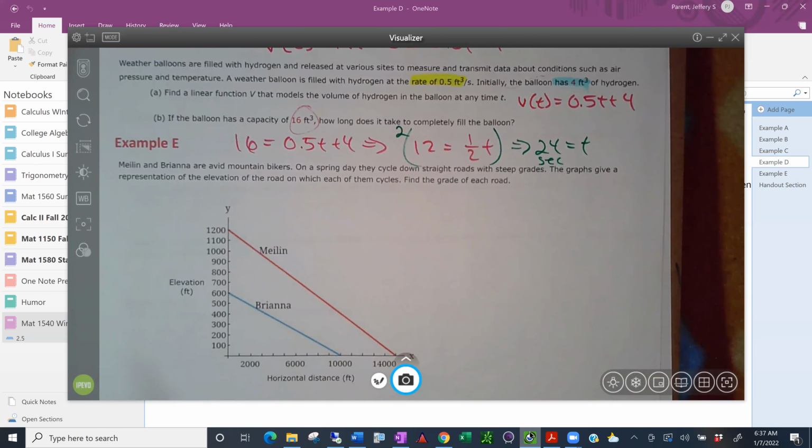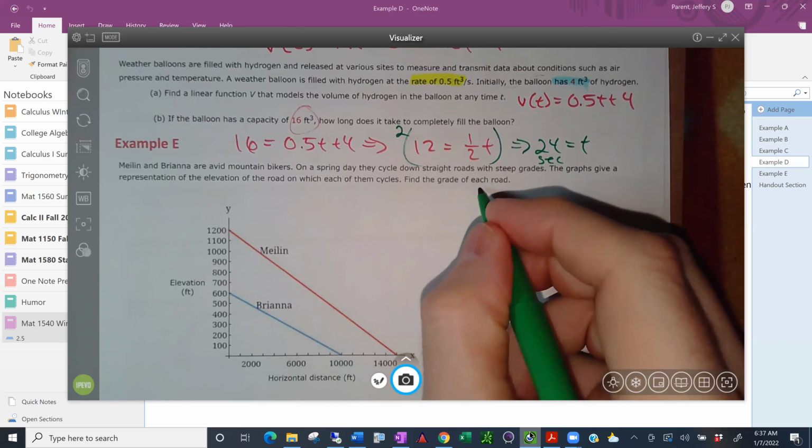Lynn and Brianna are avid mountain bikers. On a spring day, they cycle down straight roads with steep grades. The graph gives a representation of the elevation of the road on which each of them cycles. Find the grade of each road.